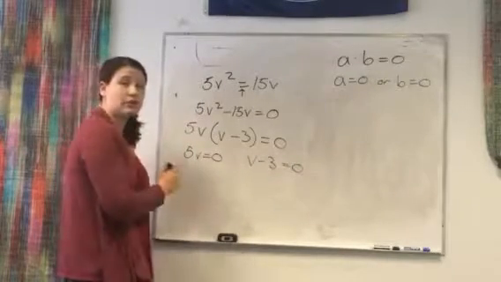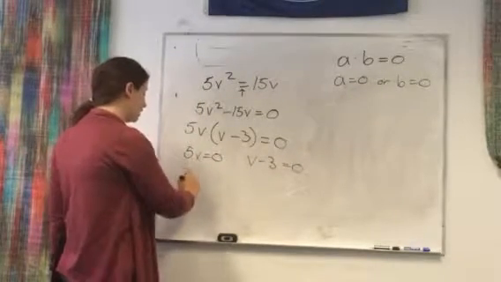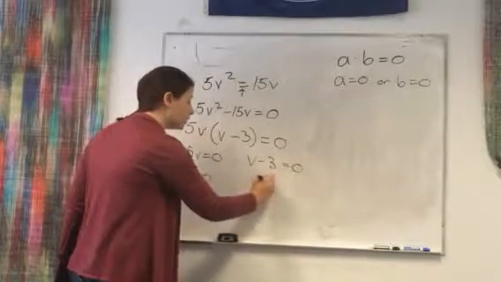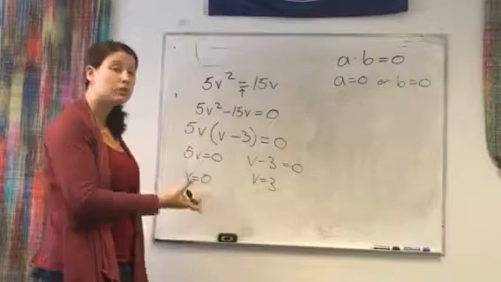So then finish solving for v. So divide by 5. So v is equal to 0, and add 3. So v is equal to 3. Okay, so those are our answers.